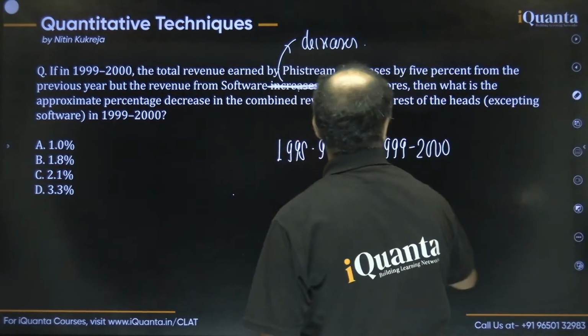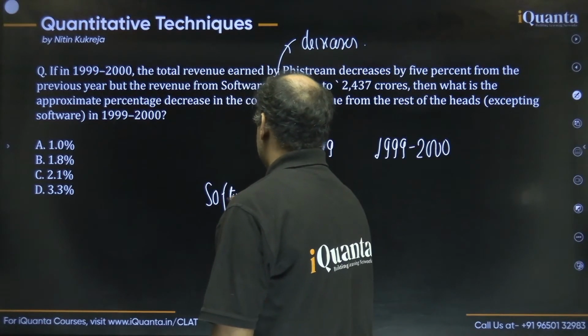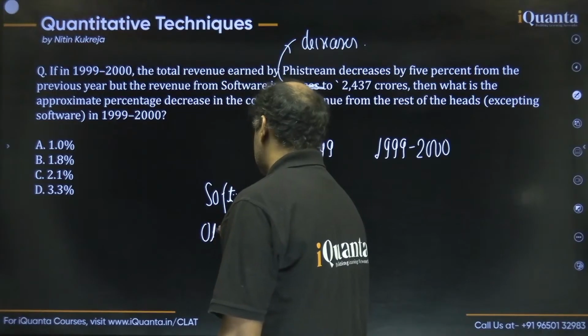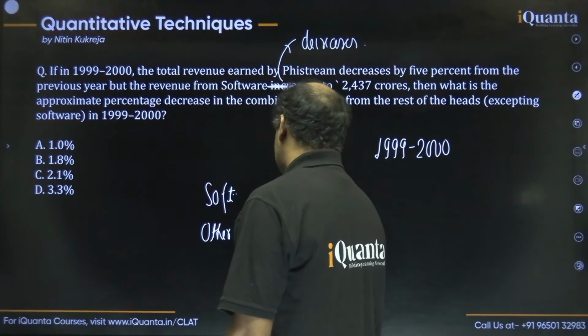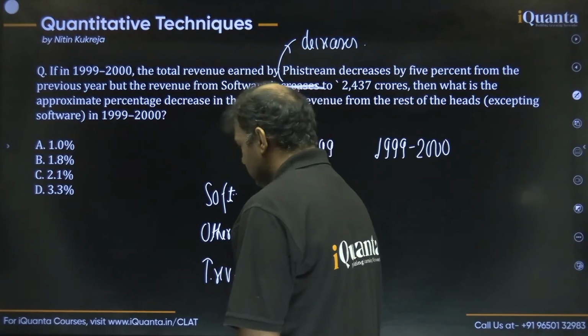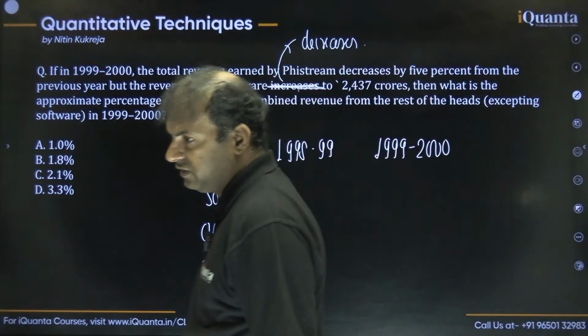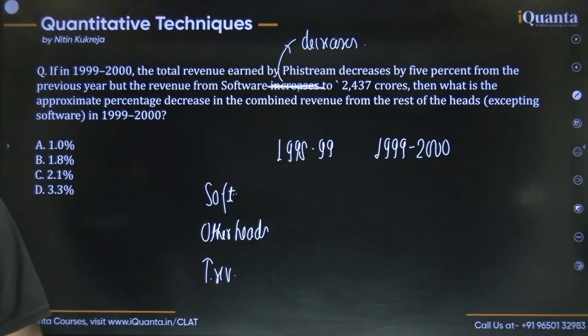First thing, revenue of the software, then the revenue from the other heads, and the last, not the least, the total revenue, right? Total revenue. So guys, if you just look at the revenue from the software, what is happening in that?